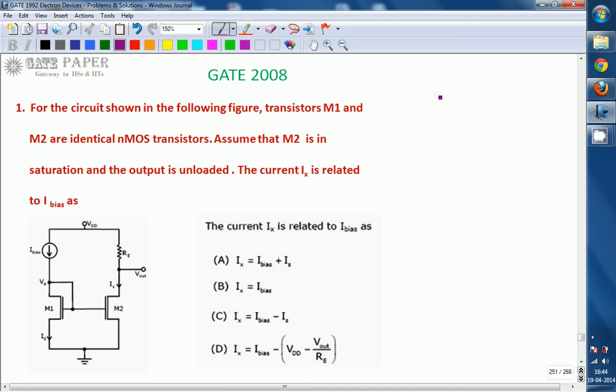There are four options given. A. Ix is equal to I bias plus Ix. B. Ix is equal to I bias. C. Ix is I bias minus Ix. D. Ix is I bias minus (VDD minus V out) by Rs.